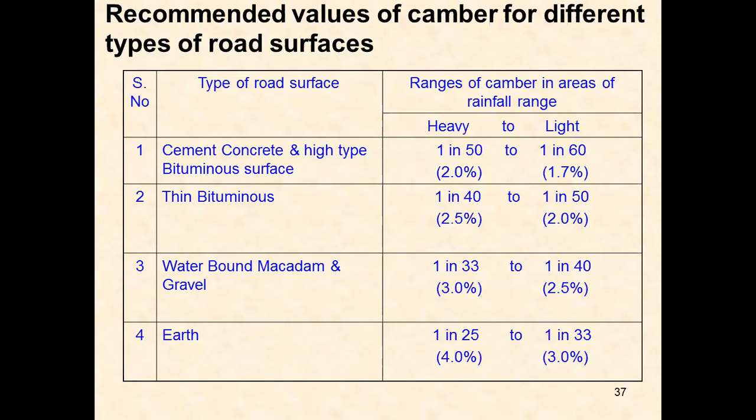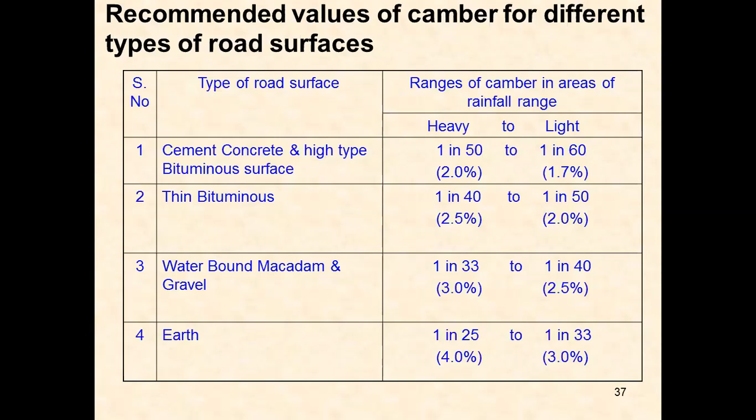So with this, we are concluding this session. We discussed the cross-section elements in this session. The various cross-section elements are the width of the pavement or carriageway, the shoulder, formation width, right of way, and the camber.